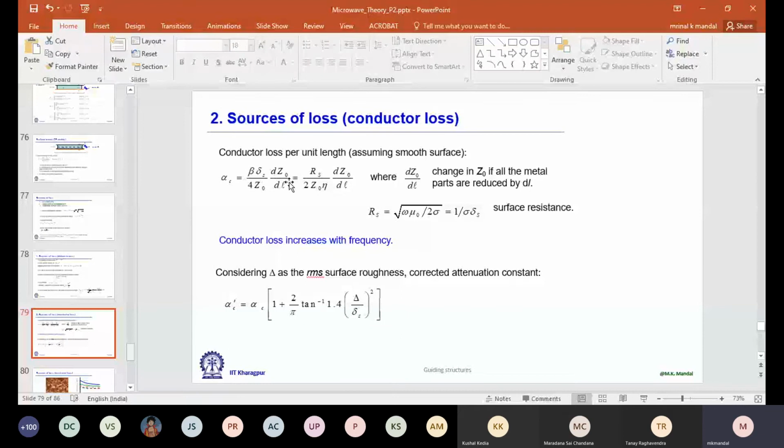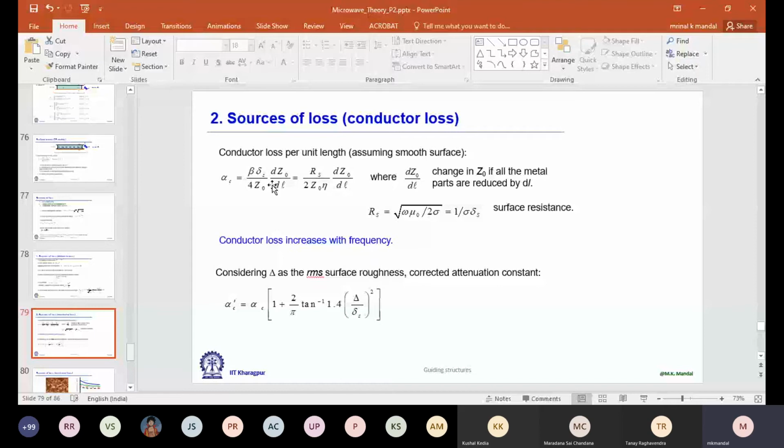Into DTL of Z naught. So what is this DTL of Z naught? It represents the change in characteristic impedance if all the metal parts are reduced by delta L. So you consider a coaxial cable, then reduce the inner diameter and outer diameter by delta L, then you calculate the change in characteristic impedance. That is DTL of Z naught. We can also represent it in terms of RS, the surface resistance, noting that RS equals 1 by sigma delta S.